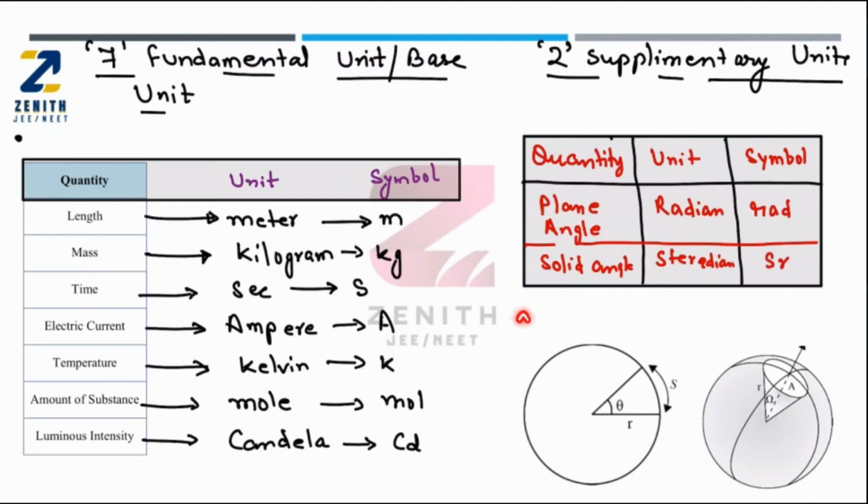Now you can see in these two figures, the first one relates to the plane angle and this will be for solid angle. Here theta is the plane angle, which is nothing but S by R. The length of arc is S and radius is R, and its unit will be radian. Second is solid angle, which is nothing but A, the area covered by this particular region, divided by R square, and unit will be steradian, which is sr. Okay, so these are the 7 fundamental or base units, and the 2 are supplementary units.